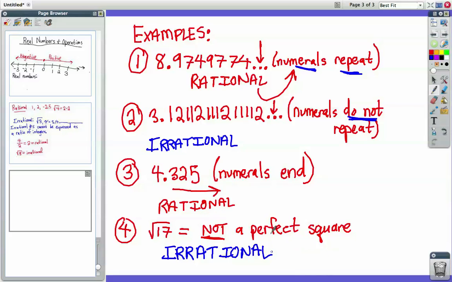And that is your sort of introduction to when you know things are rational, is if the numerals repeat, then it's rational, or if the numerals end, then it's rational. But if it's not a perfect square or the numerals do not repeat, then we always have to say that the numbers are irrational.